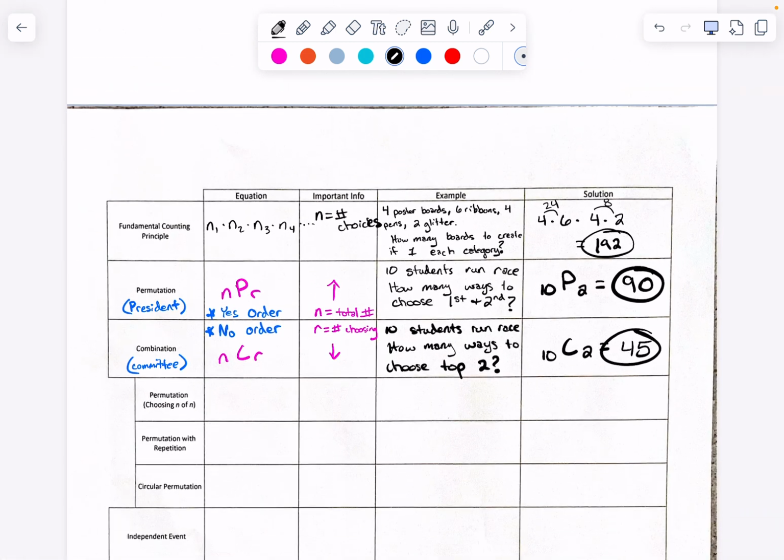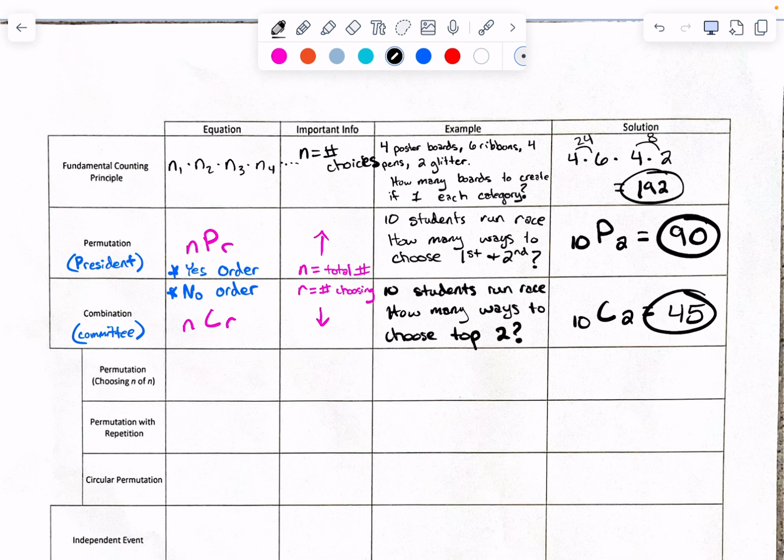Simon, can you do 3C3? Probability. See if that equals 1.